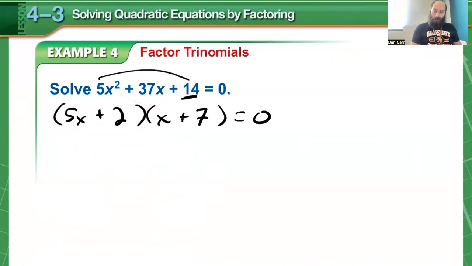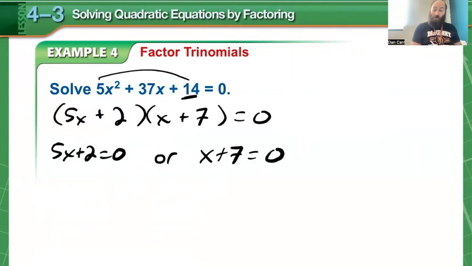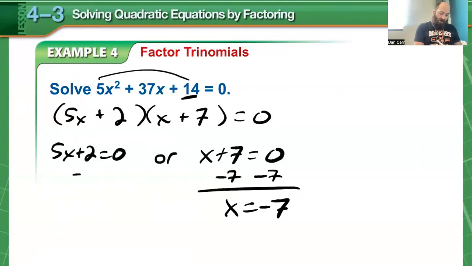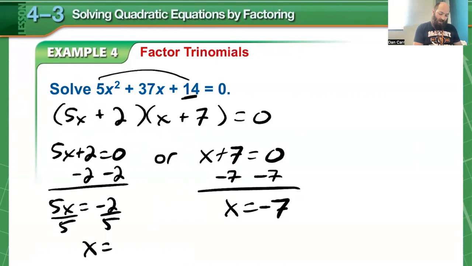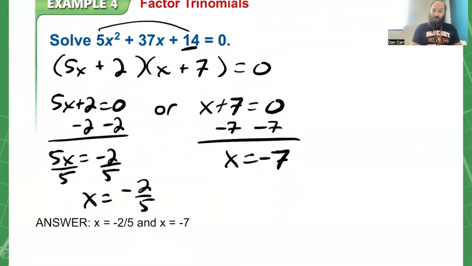With my zero product property now, I can take 5x plus 2, set that equal to 0, and then x plus 7, set that equal to 0. This one's easy. I just subtract 7, so I get x equals -7. Over here, I'm going to subtract 2, so 5x equals -2, but then I also have to divide, so I get -2/5. So that's my two answers here, -2/5 and -7.